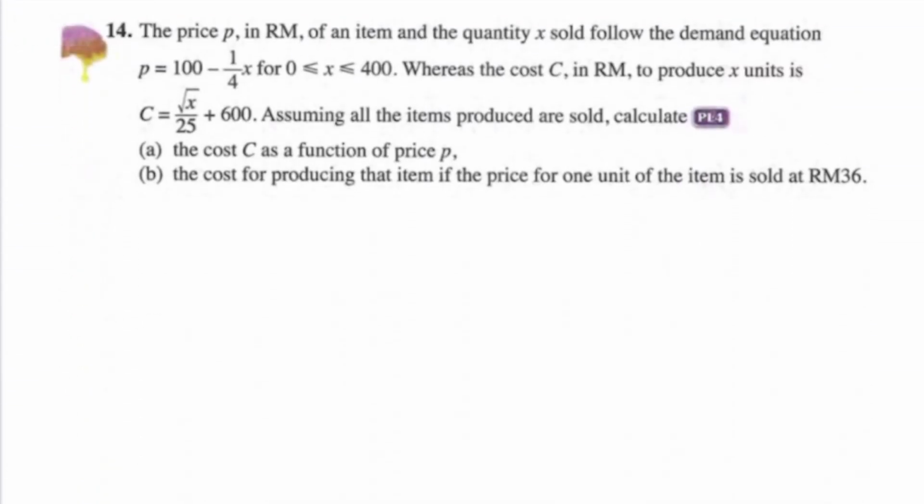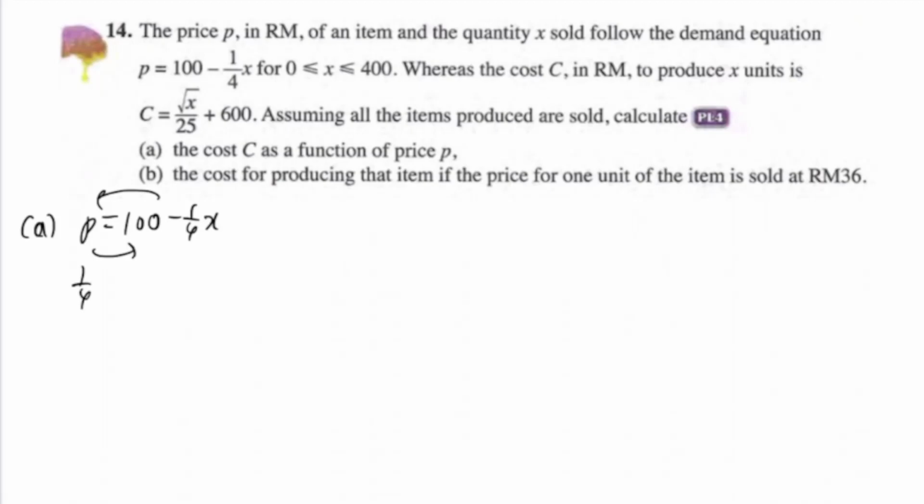Okay, so the price P in RM of an item and the quantity x sold follow the demand equation P(x) equals 100 minus 1 over 4 x, whereas the cost C to produce is given by C equals square root of x over 25 plus 600. Assuming all the products are sold, calculate the cost C as a function of price P. Now, if you want to find cost as a function of P, that means I must give you x. To give you x, you must go back to this formula, price in terms of x, and make x the subject.